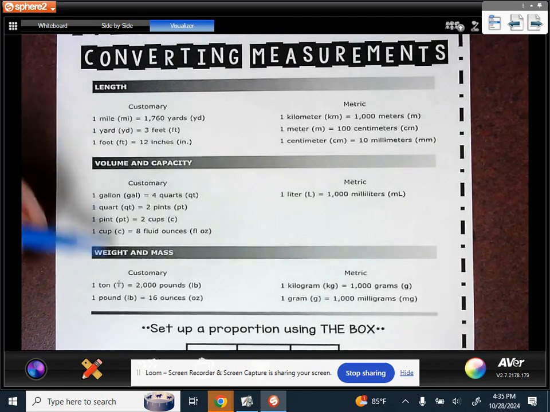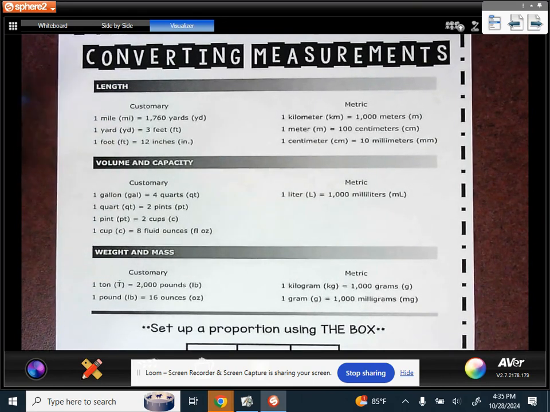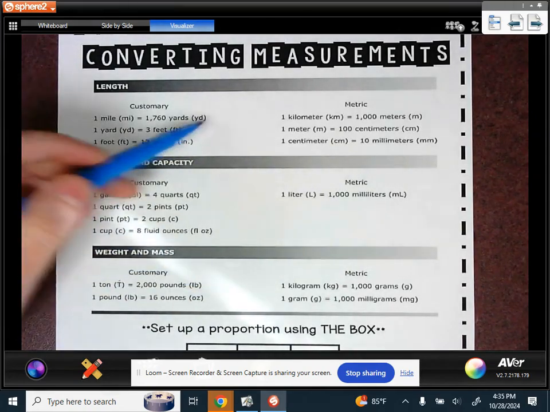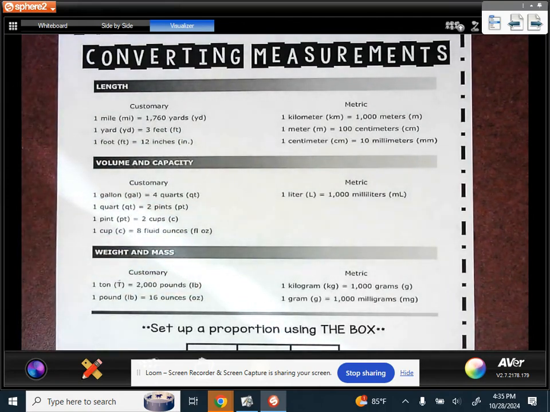But in America, for everything else, we use what's called the customary system. The numbers are not nearly as nice. They're all kind of random. But the good news is you don't have to memorize those numbers because you're given those on this chart. This part is all from the star chart. So this should look familiar to you from 5th grade.